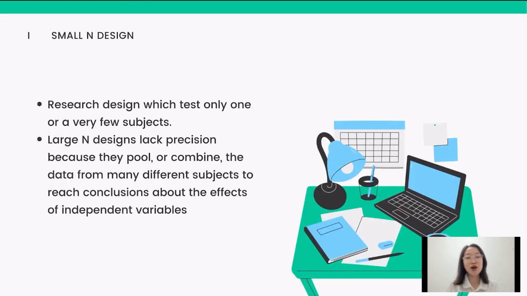To start, all the experimental designs that we have discussed thus far have required manipulating or selecting independent variables and testing a number of subjects. These are called large N designs. The N stands for the number of subjects needed for the experiment.